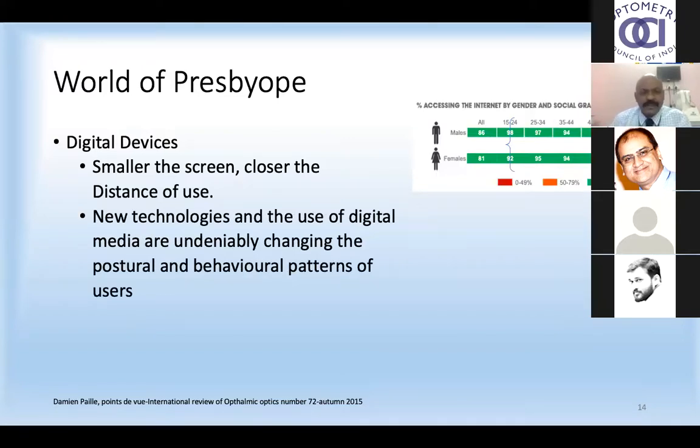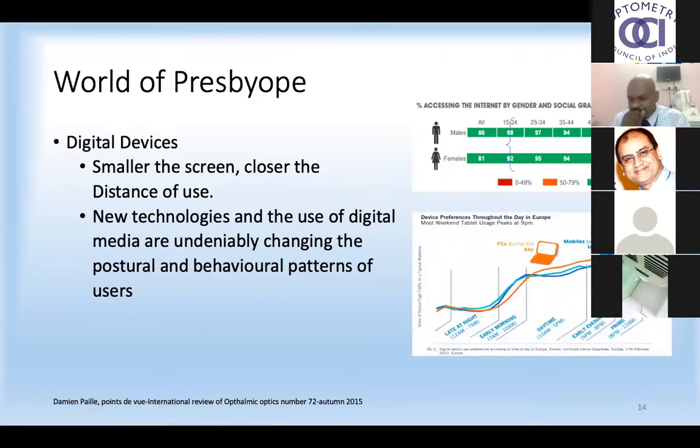The new technologies and the use of digital media are undeniably changing the postural and behavioral patterns of users. The more technology we bring into our lives, the more it changes these patterns. This picture gives you an idea of the usage of digital devices during various times of the day. This survey was done in Europe, not in India. During daytime, people use PCs; mobile phones are used, peaking in the early evenings; and during nighttime, people use tablets.